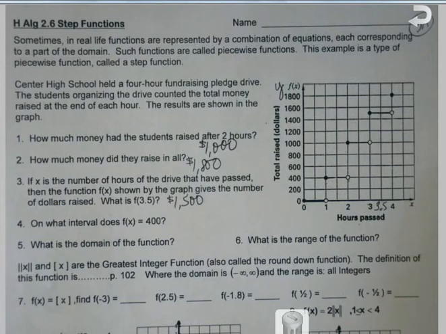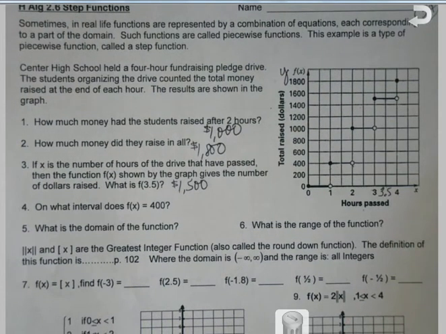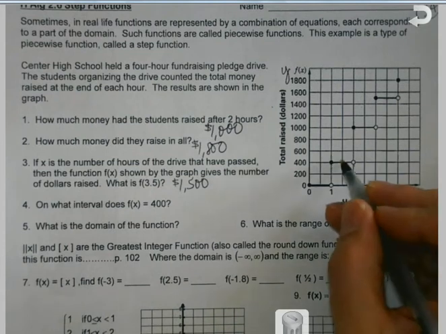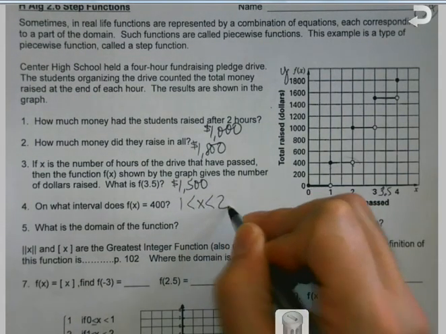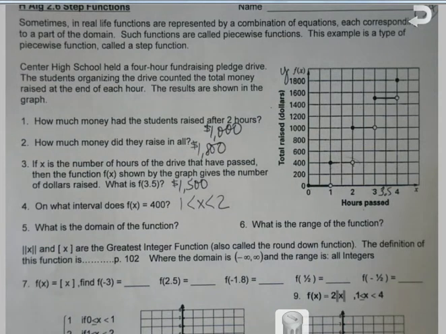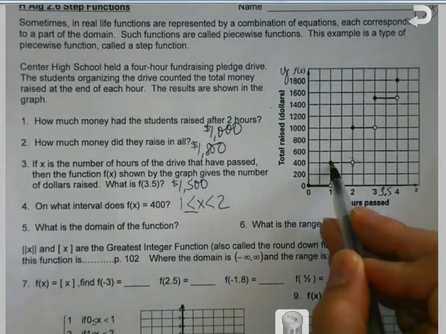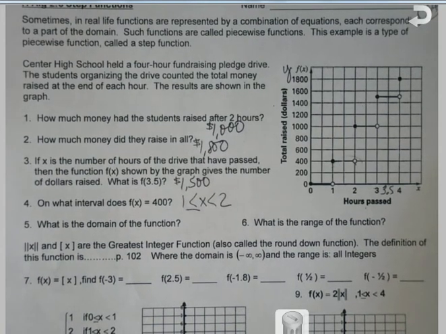So we can kind of even use the step function to get some information here. On what interval does f of x, or y, equal 400? Okay. Between 1 and 2, do either of those need an or equals to sign? Yes. Which one? First one. Okay, because I've got a closed circle here at 1 and open at 2. So I've got to make sure I get that part.